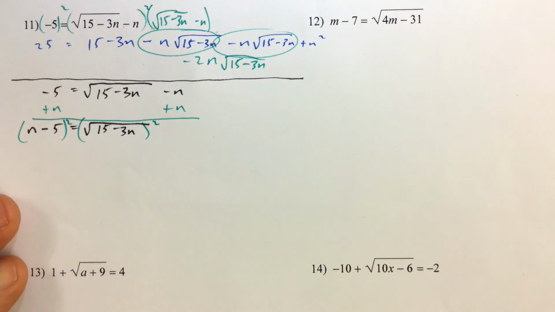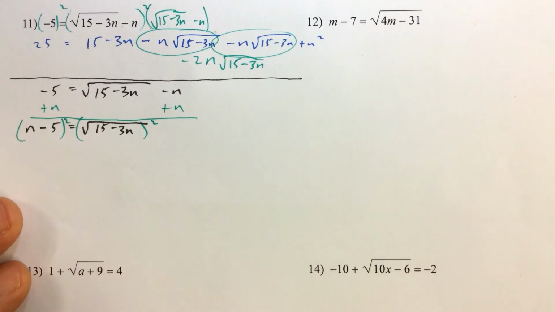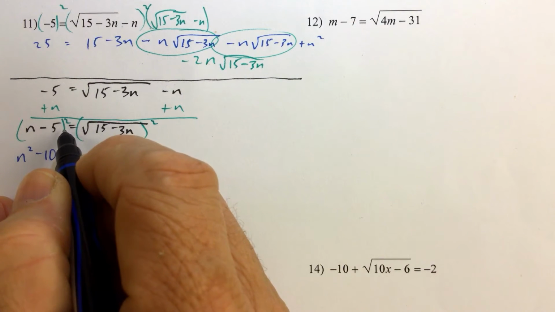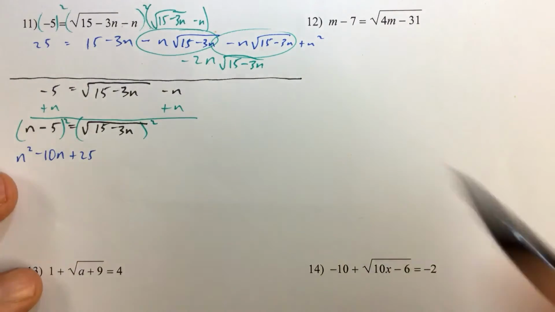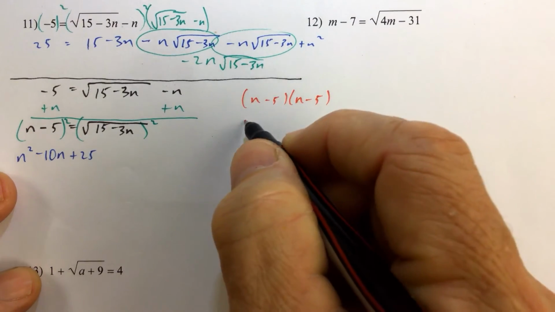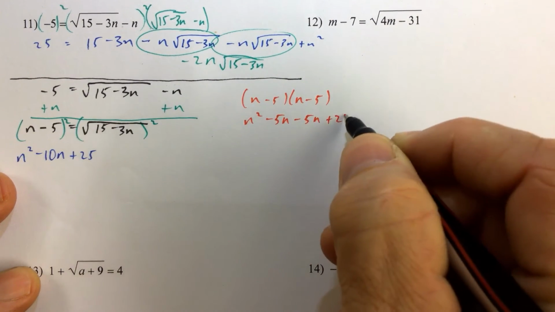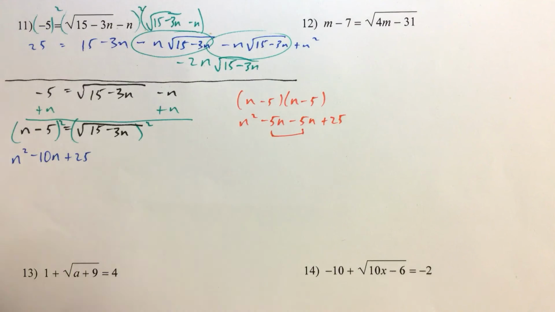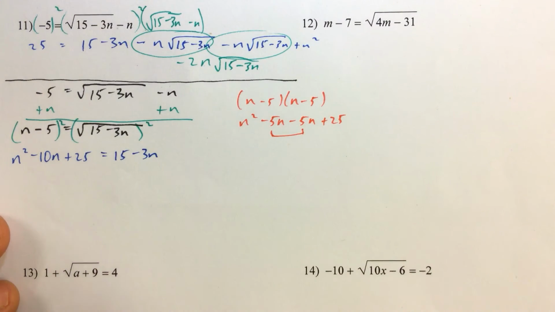So this is what you want to make sure you understand. Move the radical to one side, move all the other stuff to the other side, because then when you square both sides, n squared minus 10n plus 25. Remember this is a binomial squared, so you're going to get 3 terms. N minus 5 squared is n minus 5 times n minus 5, which when you do the FOIL method, n squared minus 5n minus 5n, so that's the outside and the inside, and then plus the last. All right, so then you combine these two terms to get negative 10n. So let's not lose sight of that part. And then when you square the right side, we get 15 minus 3n.